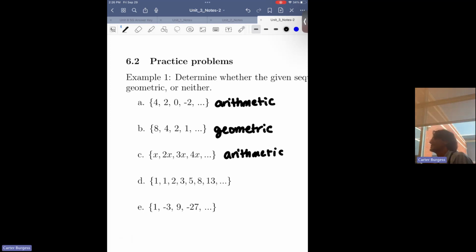All right, what's going on with D? D feels like one of those really, really random ones. Does anyone recognize D here? Okay, so this is a fairly famous sequence. This is the Fibonacci sequence.